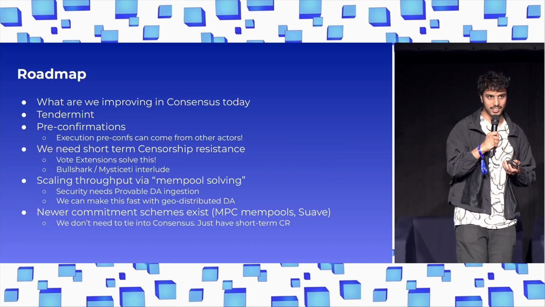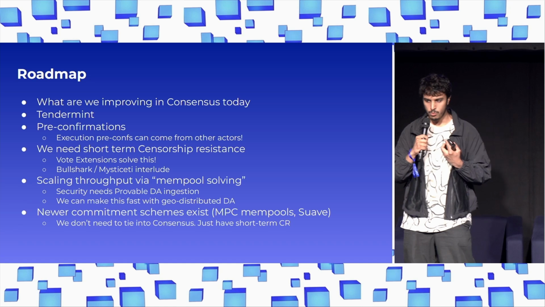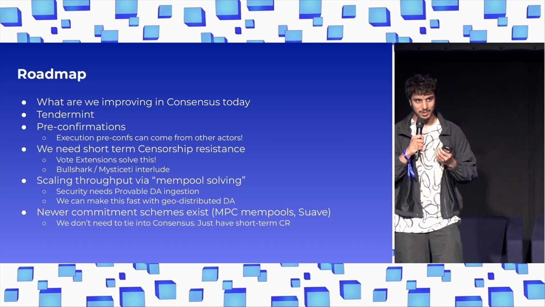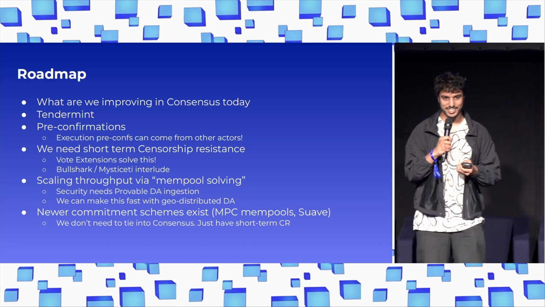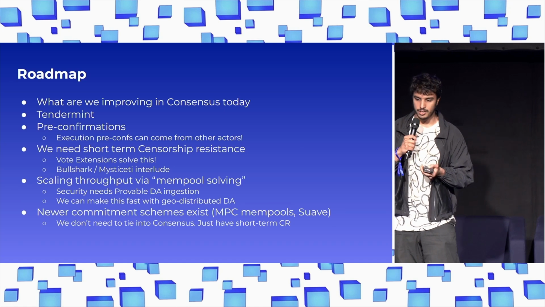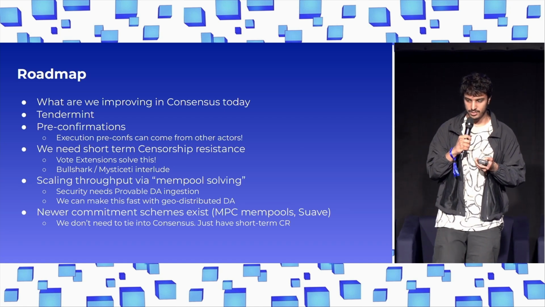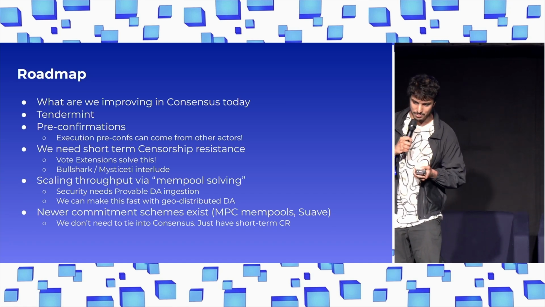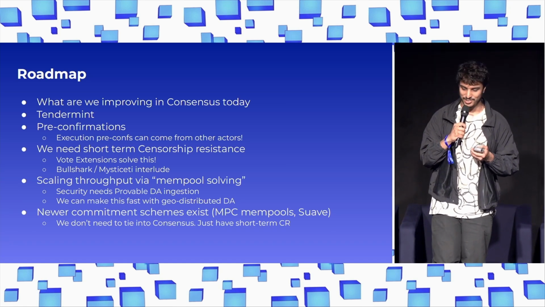So the roadmap of this talk is going to be, first, chatting about what we are improving in consensus today, and then I want to tell you a bit about Tendermint and how it's actually really good, and I think people have kind of forgotten about this. Then a little bit on pre-confirmations, and some stuff on short-term censorship resistance. I'm going to skip the Bullshark and Mysticeti stuff today, just because of time.